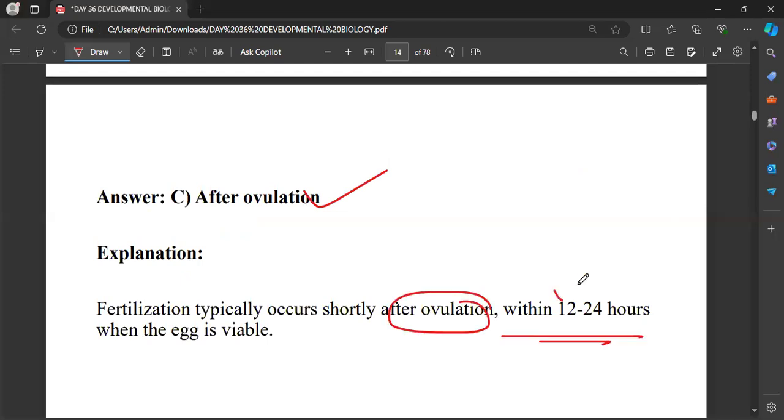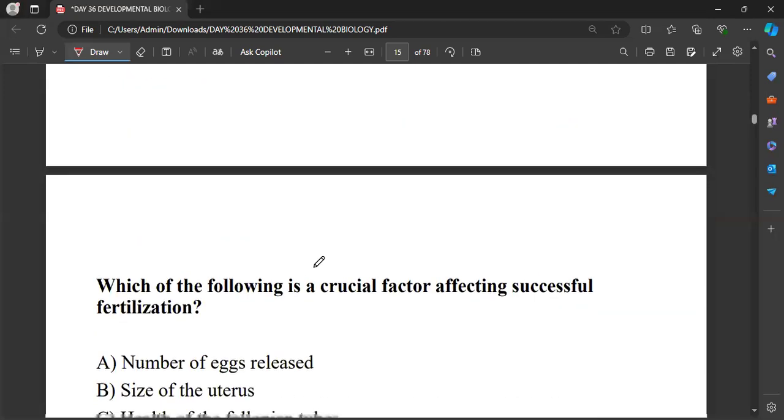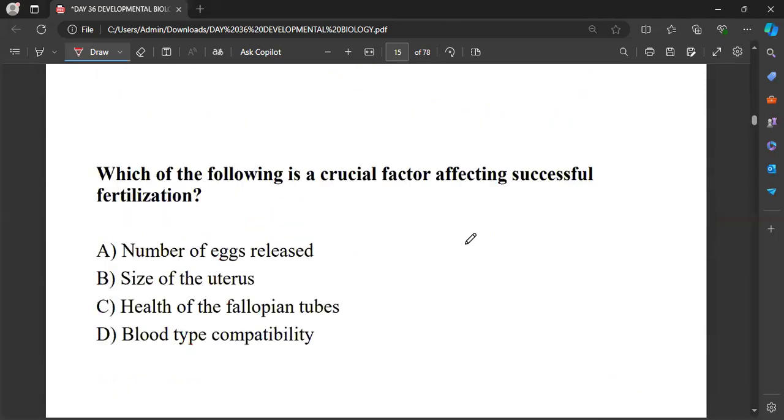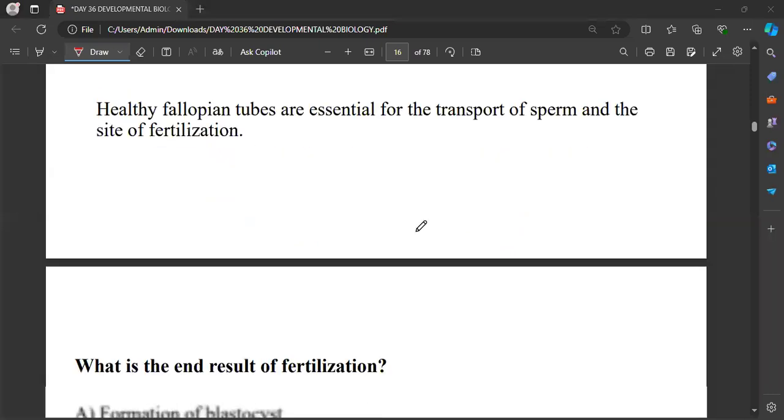You have to keep the timing in mind also. That is important, because only at that particular time is the egg viable. When it meets the sperm at that time, fertilization is easily going to happen, because the egg is very effective and efficient. Which of the following is a crucial factor affecting successful fertilization? Number of eggs released, size of the uterus, health of the fallopian tube, blood type compatibility. That will be the health of the fallopian tube.